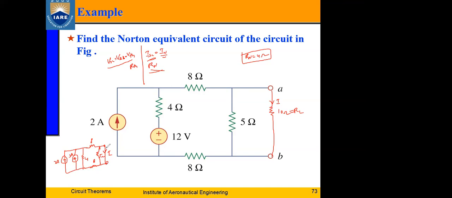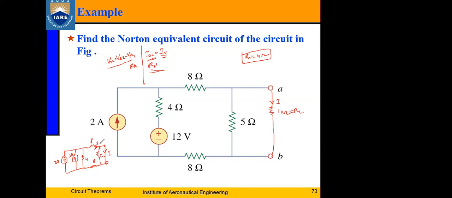Now, keep the 5 ohms as it is and find the values of current that is flowing in these two elements. See, you'll get some value of current up to here, right? You find the value of current up to here. Is that okay? Can you find the value of current up to here?